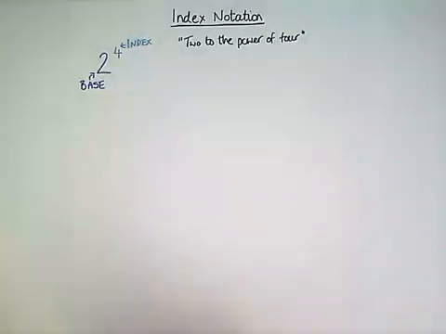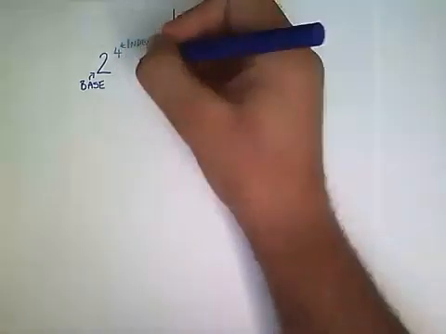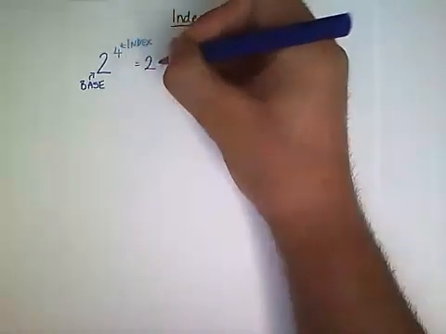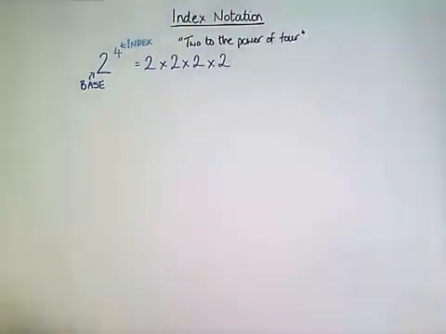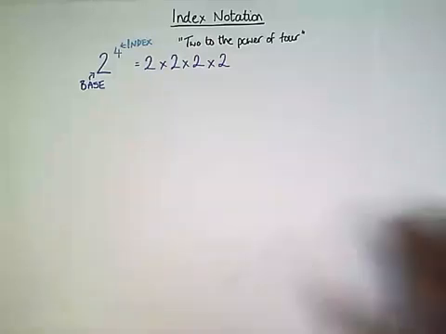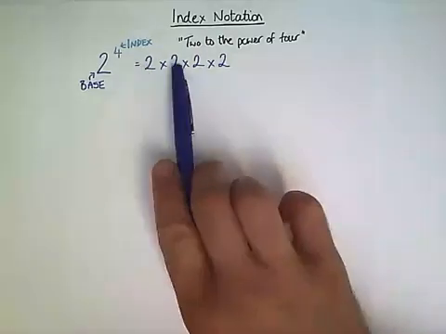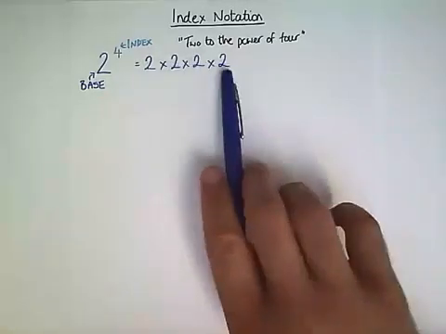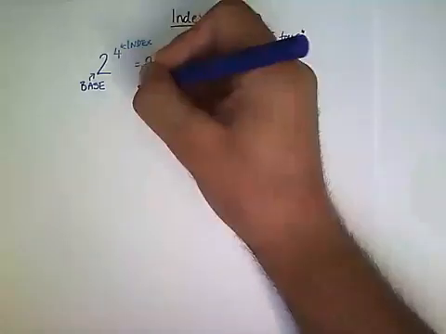Hopefully we know that these index things generally mean that you're going to be timesing something by itself a certain amount of times. So 2 to the power of 4 means 2 times 2 times 2 times 2. When it is just a number like that, we could work that out if we wanted to. 2 times 2 is 4, times 2 is 8, times 2 is 16. So 2 to the power of 4 equals 16.